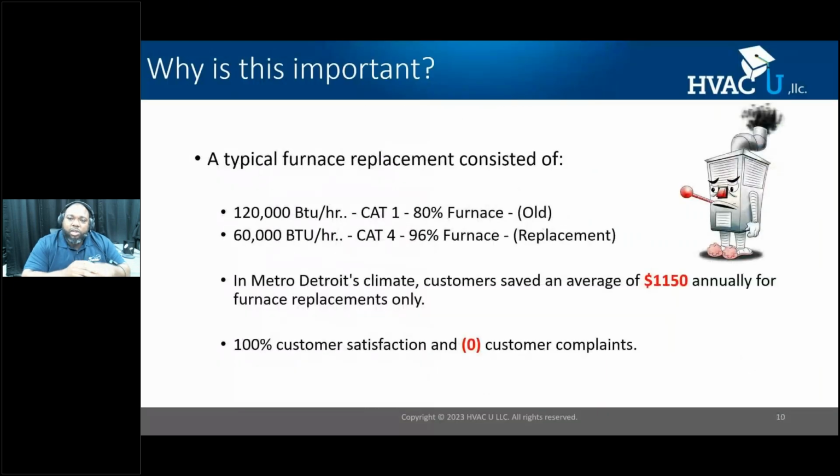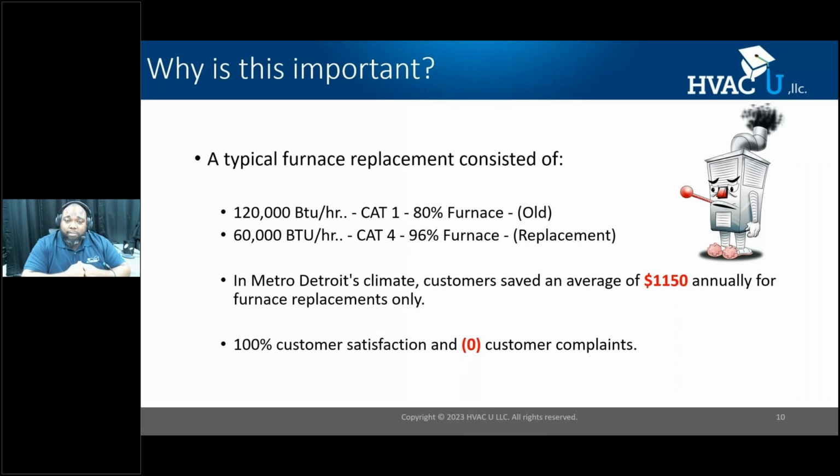All right. So here's what we did. When a job was contracted with us, a typical example, this was one of our most common replacements: we would pull out a 120,000 BTU per hour furnace, category 1, roughly about 80%, and replace it with a 60,000 BTU per hour, category 4.